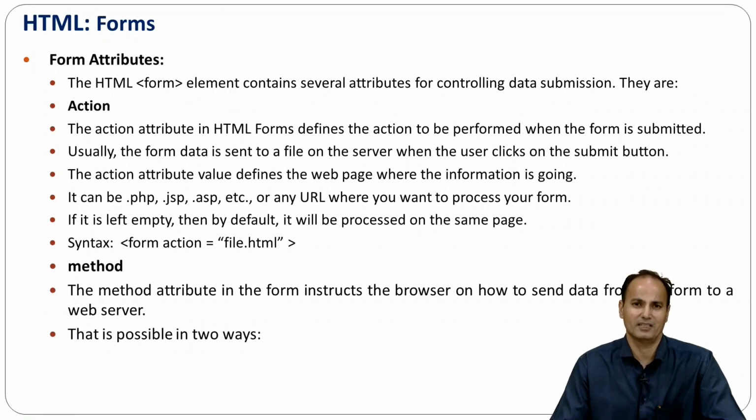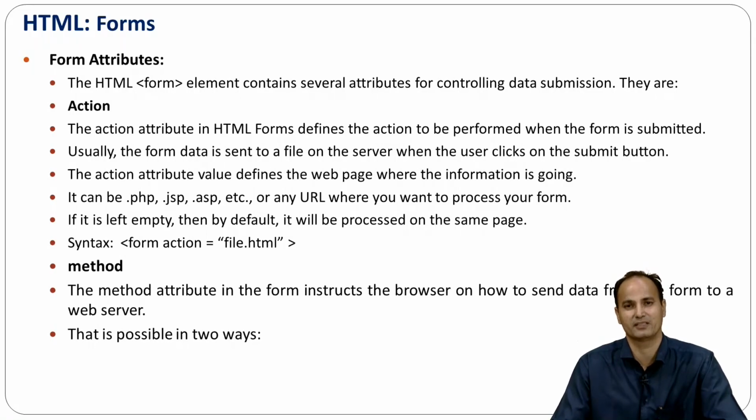The action redirects the submitted form to another process, allowing us to perform further processing. Usually the form data is sent to a file on the server when the user clicks the submit button. So the action attribute value defines the web page where the information is going. It can be a .php file, JSP file, ASP file, etc., or any URL where you want the process to be performed. If it is left empty, then by default it will be processed on the same page. The syntax to add an action attribute is simply the form tag, a space, then action equals the value. That value will be used to process the form data.